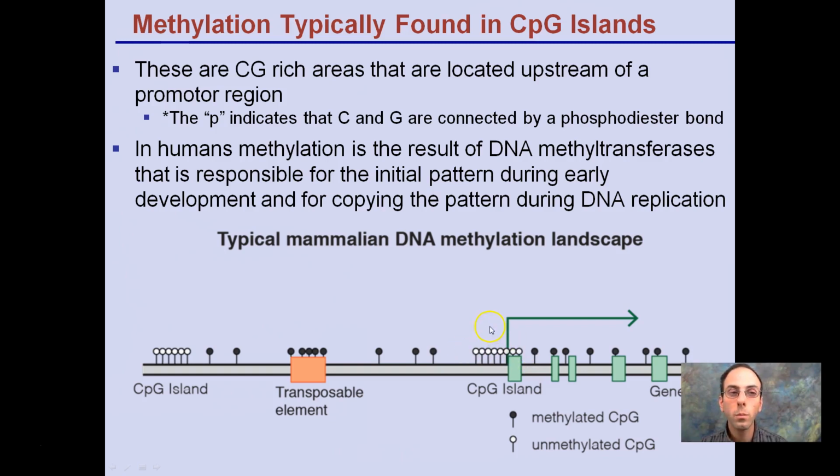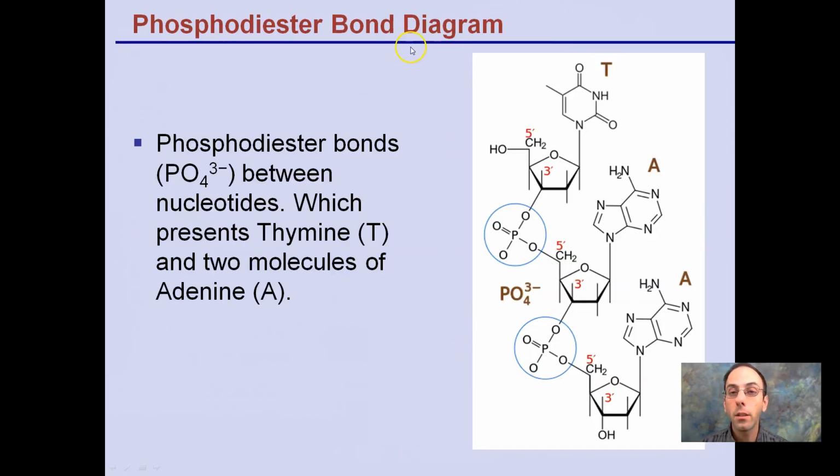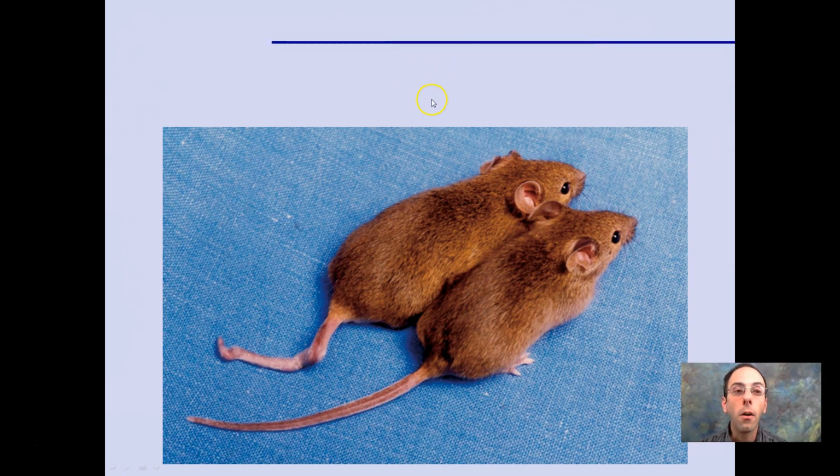This phosphodiester bond, not to get into too much detail, is between the nucleotides here, and it presents thymine and two molecules of adenine. So here's our thymine, and here are our two molecules of adenine. This phosphodiester bond is what we're looking at right here, PO4 to the -3. In this case, we can see our thymine and two molecules of adenine with the phosphodiester bond that's occurring.